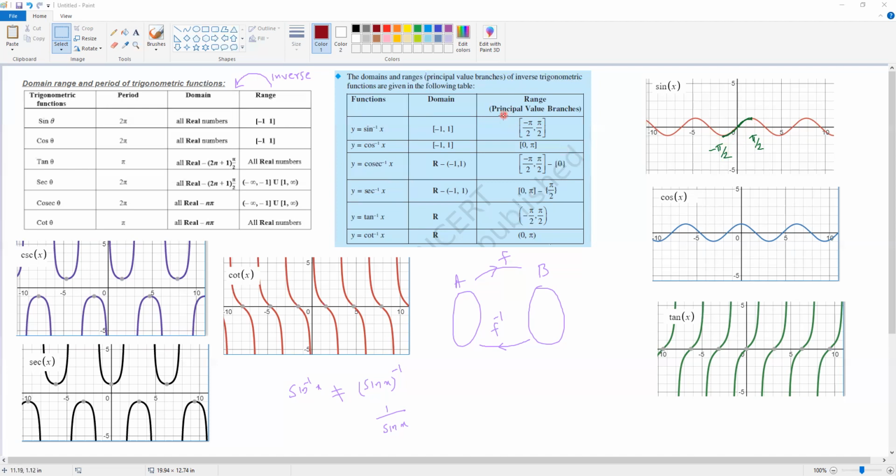That is why it is known as the principal value branch. That means whenever we find it, that is fixed, so the range is fixed. Looking here, what should the range have been? All real numbers, right?